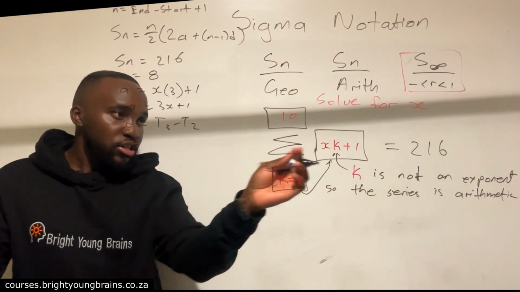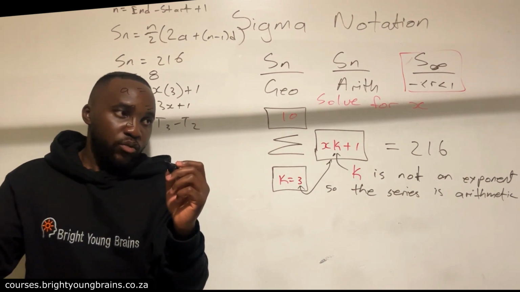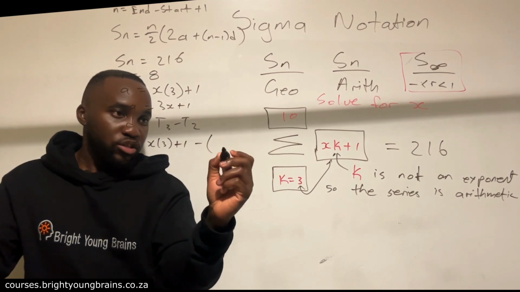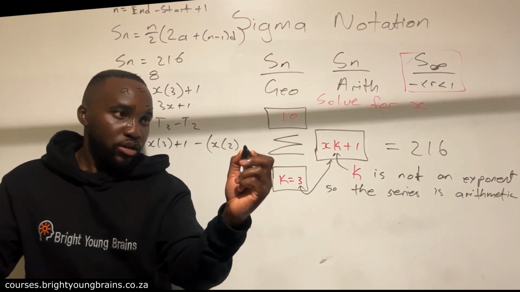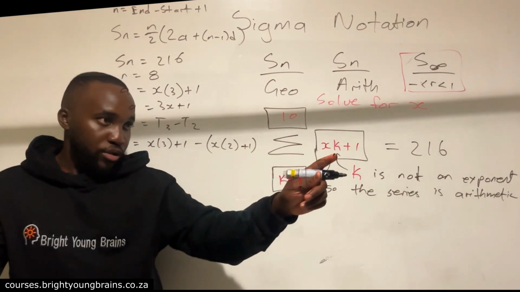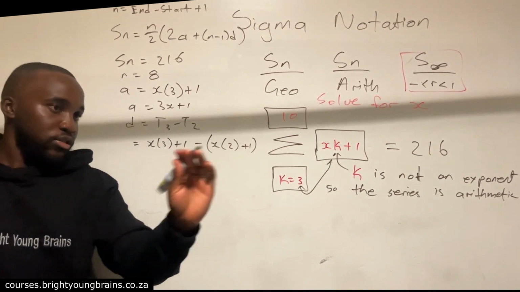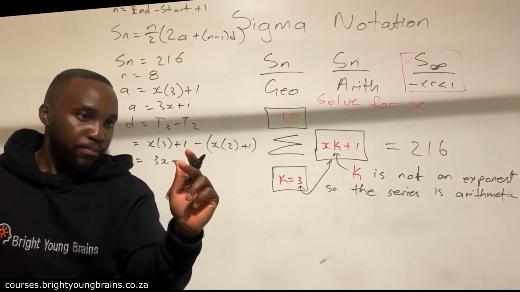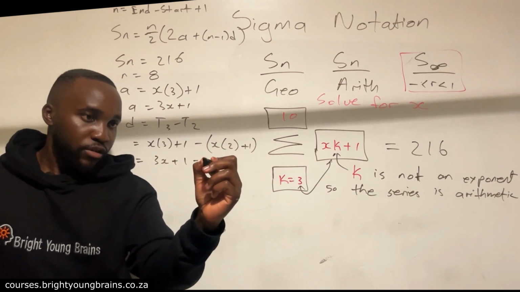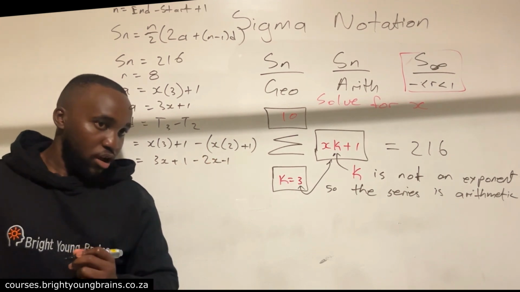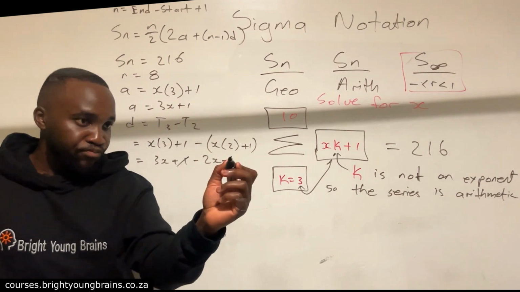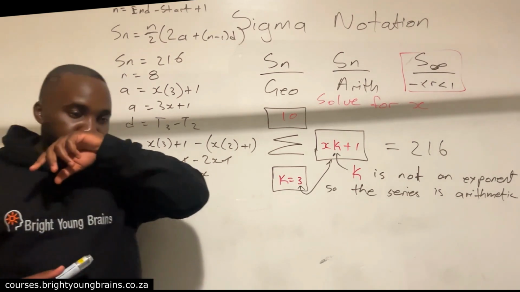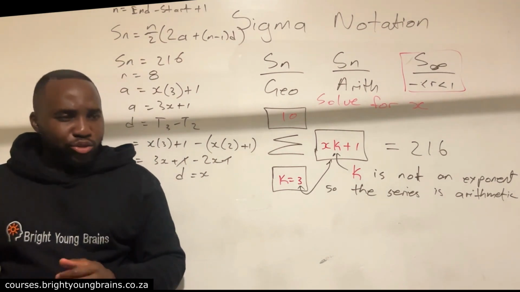So t3, for lack of a better word, will just be x with a 3 there, and then t2 will just be x with a 2 there, like that. You see, we put a 3 there first, we put a 2 afterwards. If you simplify this expression, you're going to have 3x plus 1 and then here you're going to have negative 2x and then negative 1. If you simplify this, you're going to have d as x. So our value of d is equal to x.